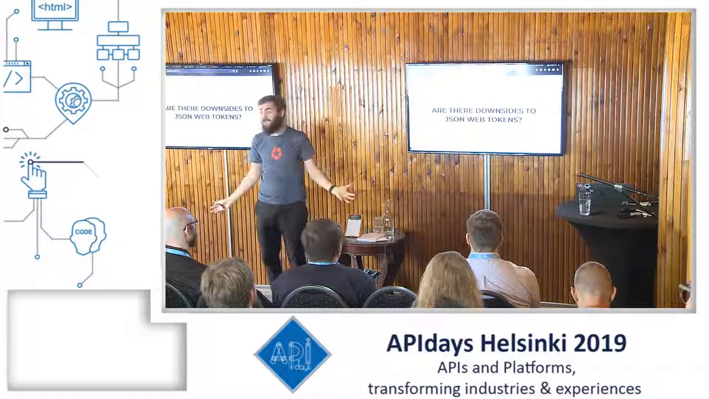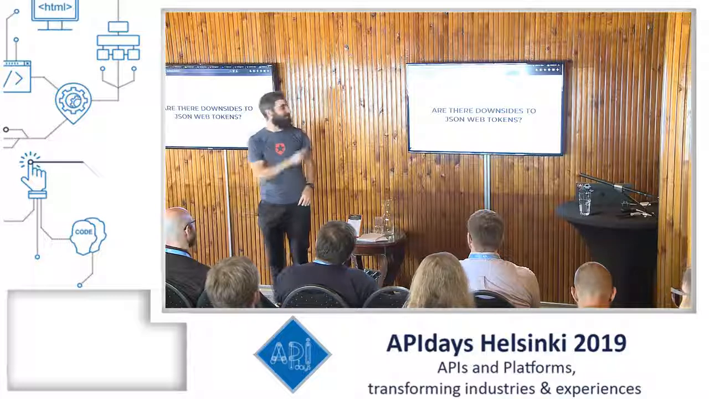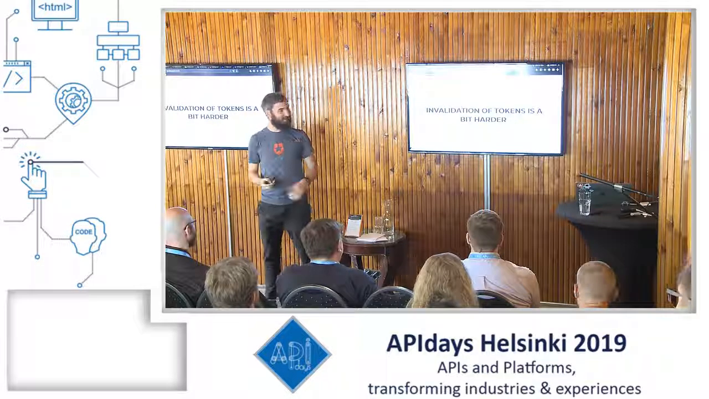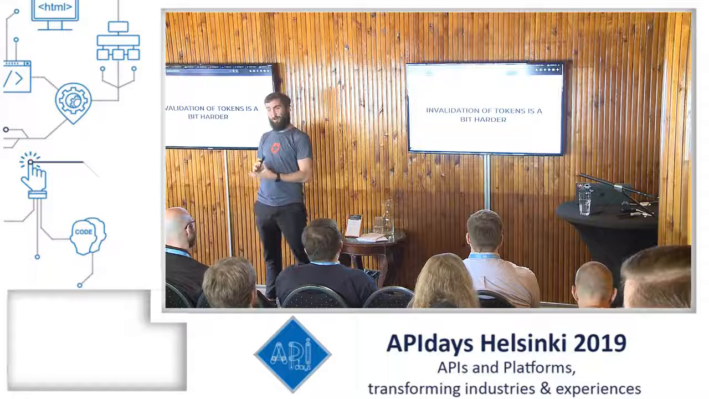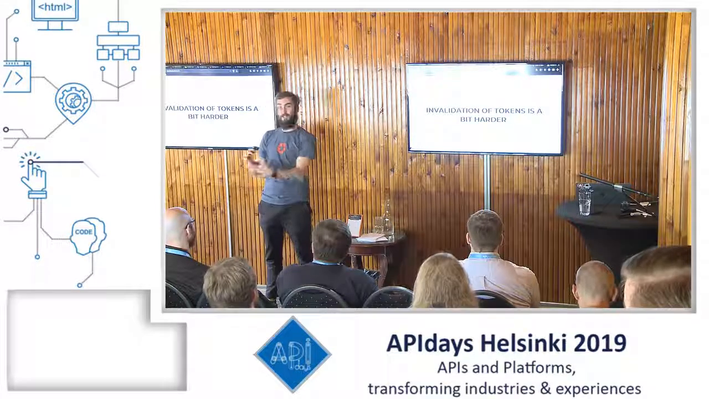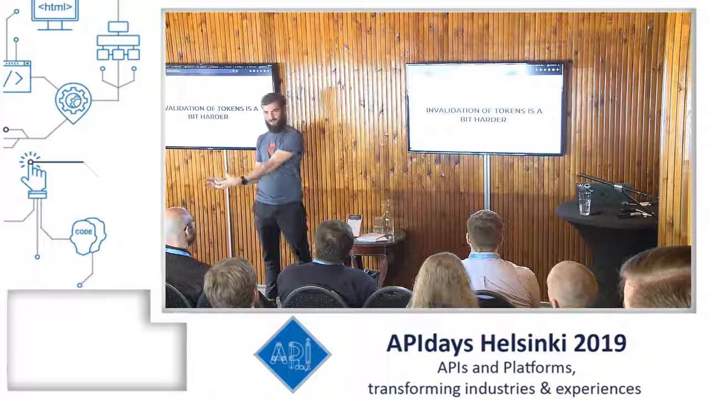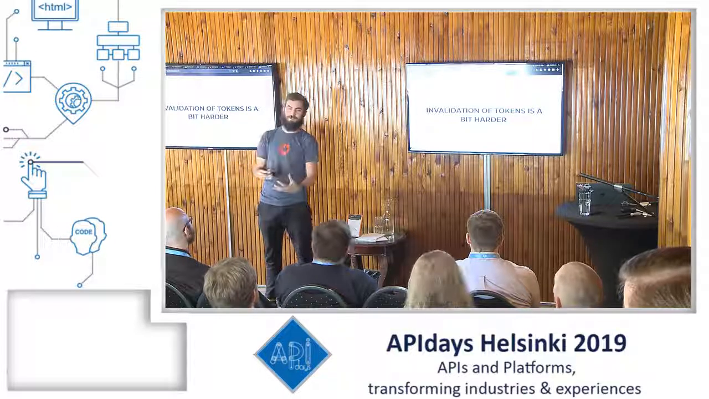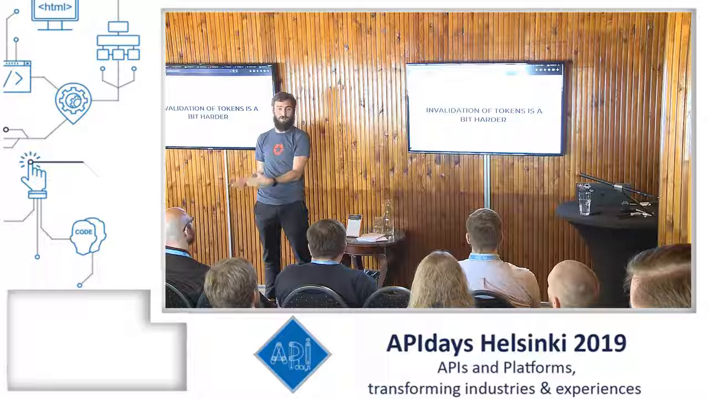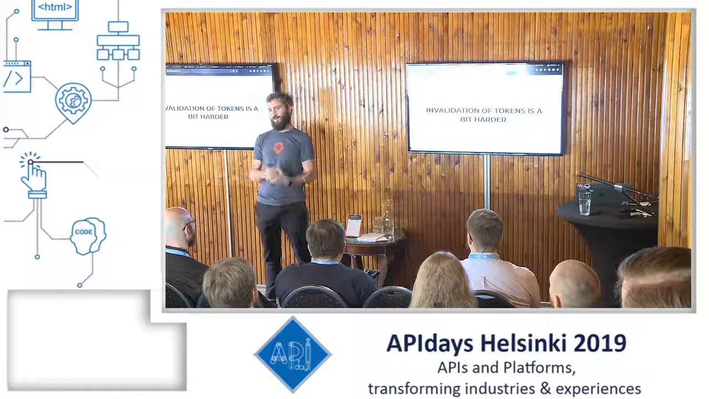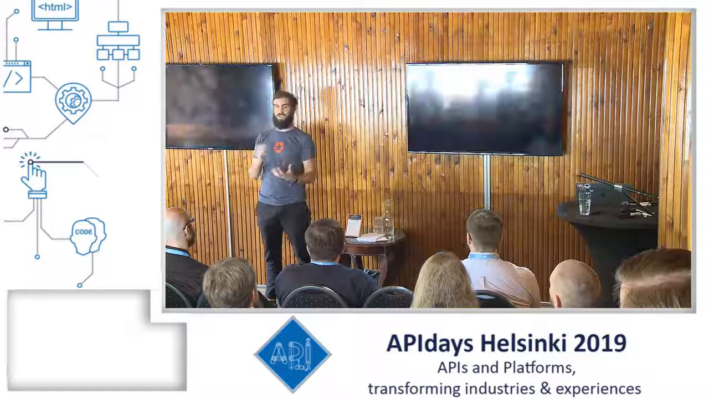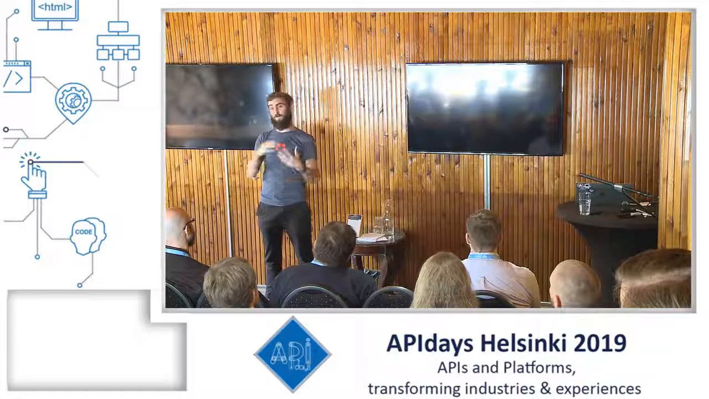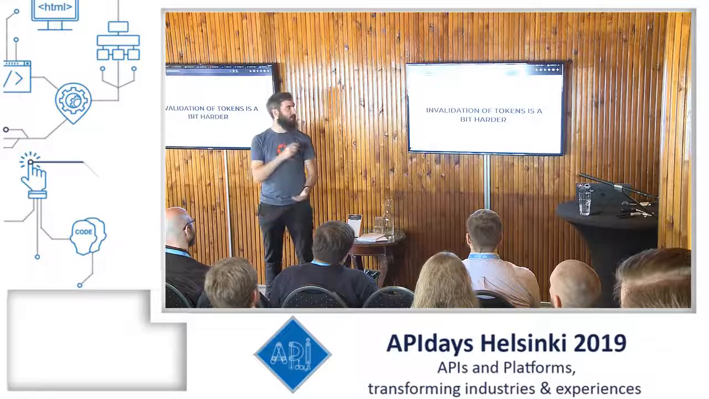So are there some downsides to JSON web tokens? Yes, there are. Invalidation of tokens is a bit harder because a JSON web token contains all the information inside of it. Once it has been issued, it stands on its own, right? It still contains the expiry date and the signature and all the information inside of it, the audience for which API has been used. So if you want to revoke it, you'll have to use something like a blacklist or a whitelist so you can check your token against those lists before or after you validate the token itself.